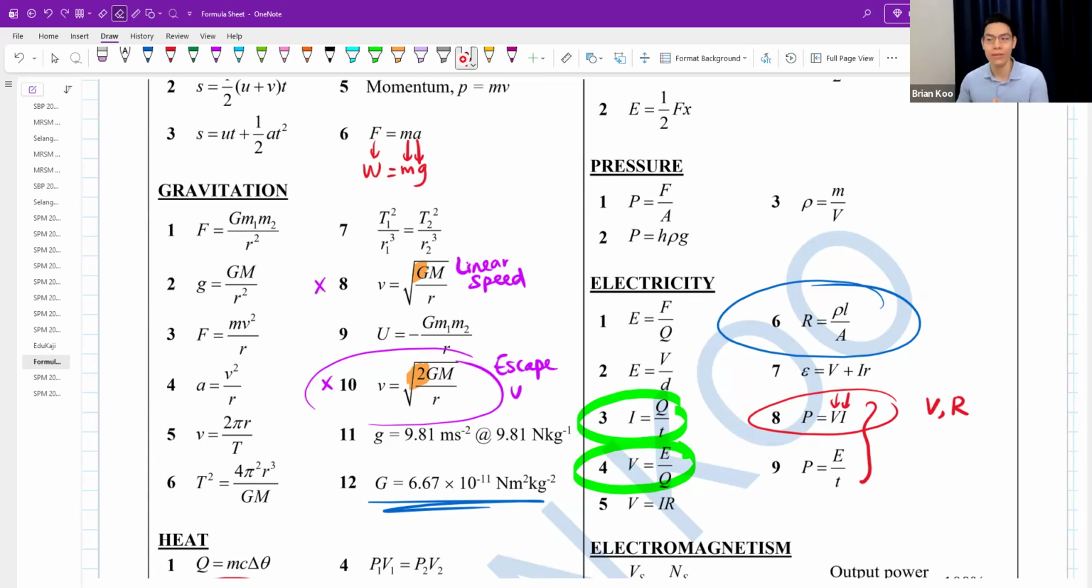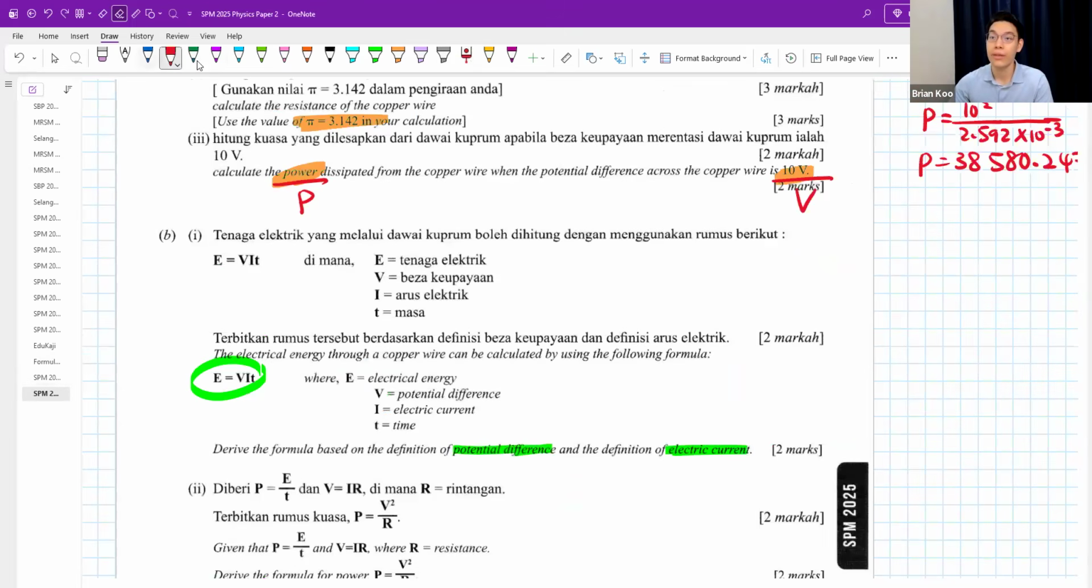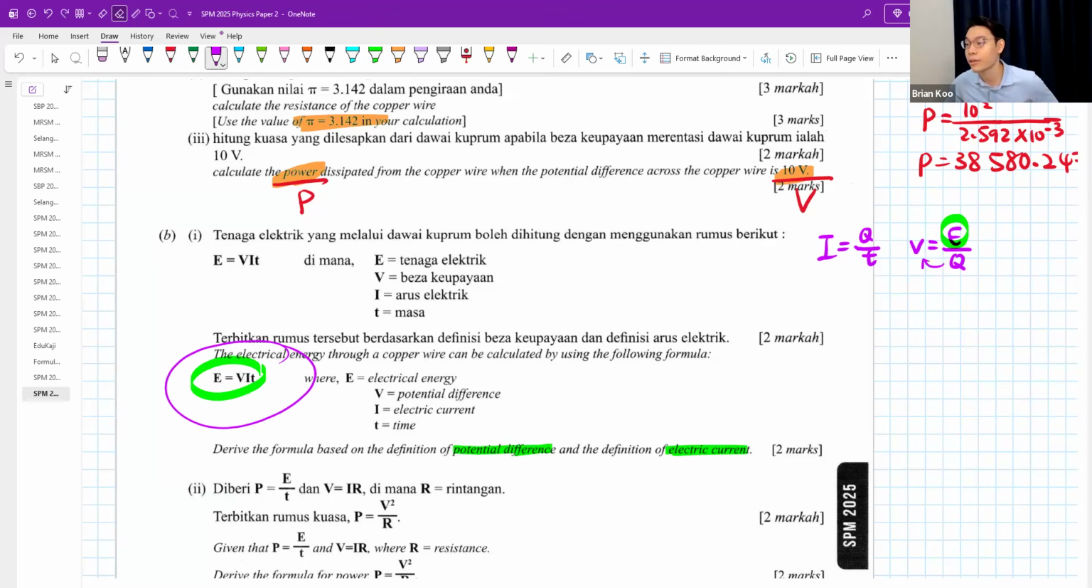They just make it sound very fancy, but it is given in the formula sheet. Just take from here only. So you take from there. Current is Q over T. Voltage is energy for 1 coulomb of charge. And then you try to get E equals to VIT. How to get the E? Then you go and find this first. E equals to V times Q, right now.